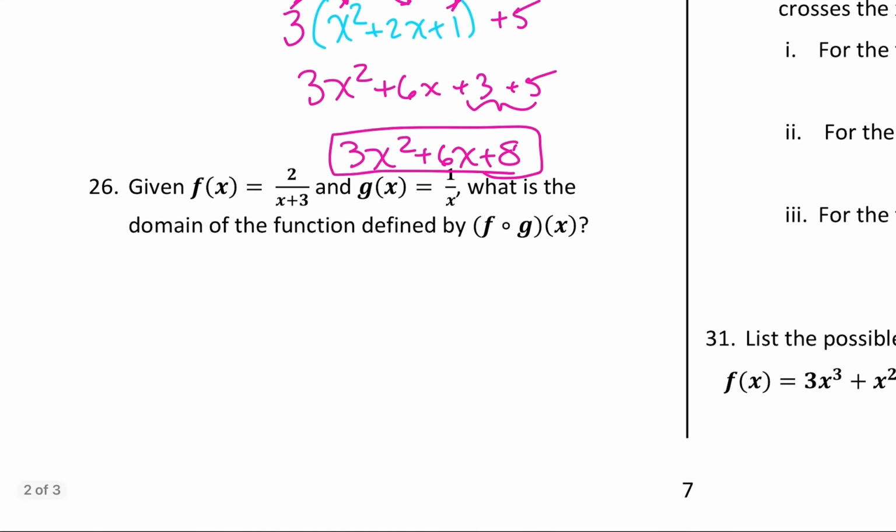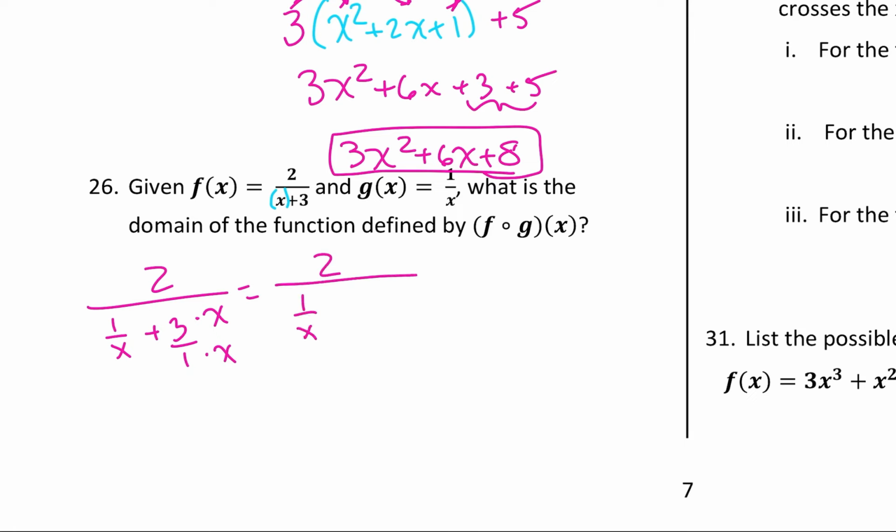26 says, given that you have 2 over x plus 3 and 1 over x, find the domain of the function by composing f of g of x. So again, we're plugging g into f, so into that x right there. So 2 over, I'm going to plug in that immediately, 1 over x plus 3. First thing that jumps out to me is this denominator is not going to work. I'm going to have to put it 3 over 1, and I'm going to have to add those two fractions together, which means I need to multiply the denominator and numerator by x. So I get 2 over 1 over x plus 3x over x. And I get 2 over 1 plus 3x over x.